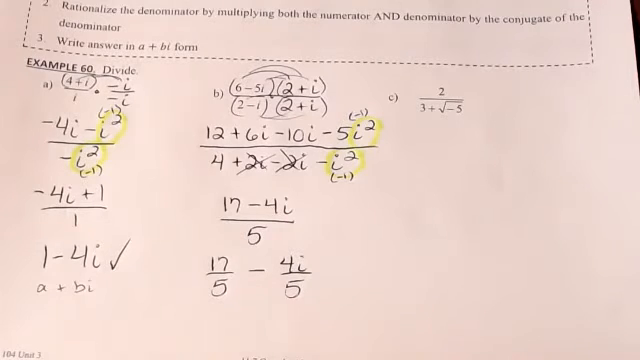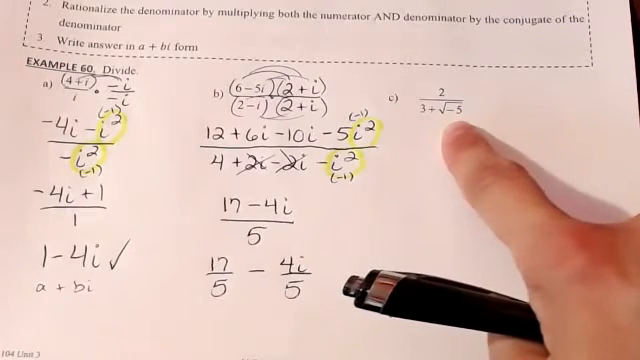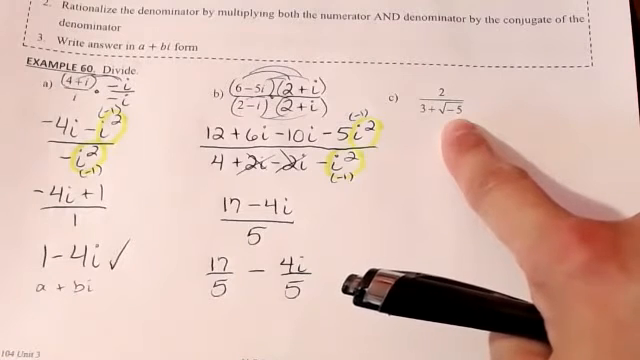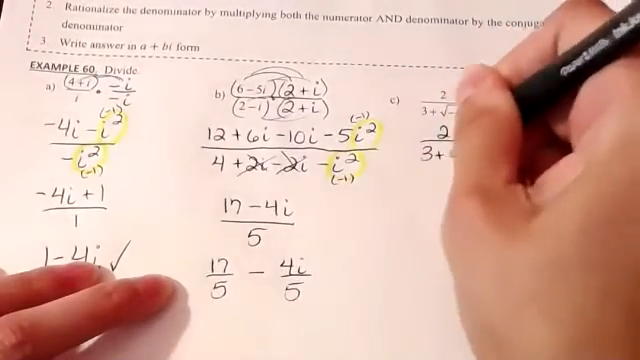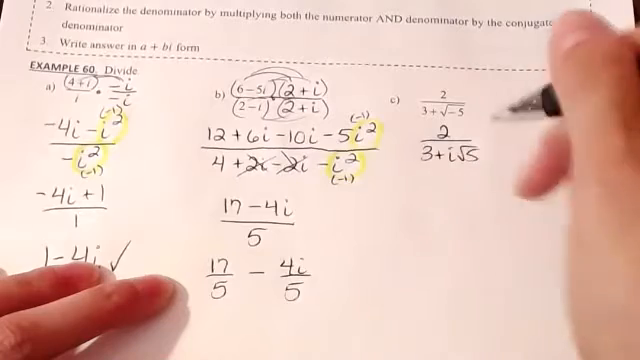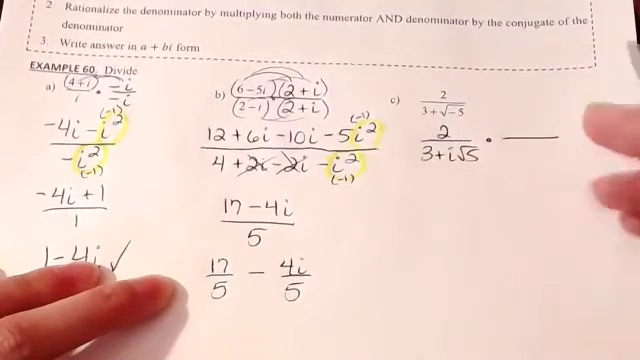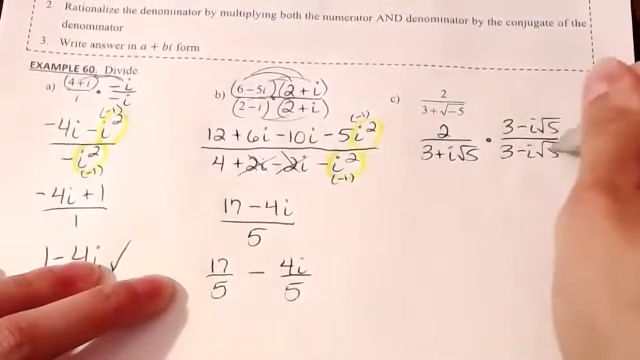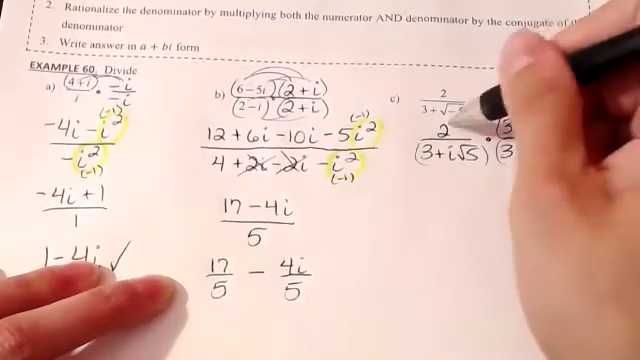Okay, hearing none, let's take a look at part C. This square root of -5, how would I rewrite this using an imaginary number? i square root of 5. Yes, beautiful. So we have 2 over 3 plus i square root of 5. What is the conjugate of my denominator? 3 minus i square root of 5. Yes. You are all doing excellent. Yes, that's exactly correct. Let's go ahead and put these in parentheses and let's distribute.